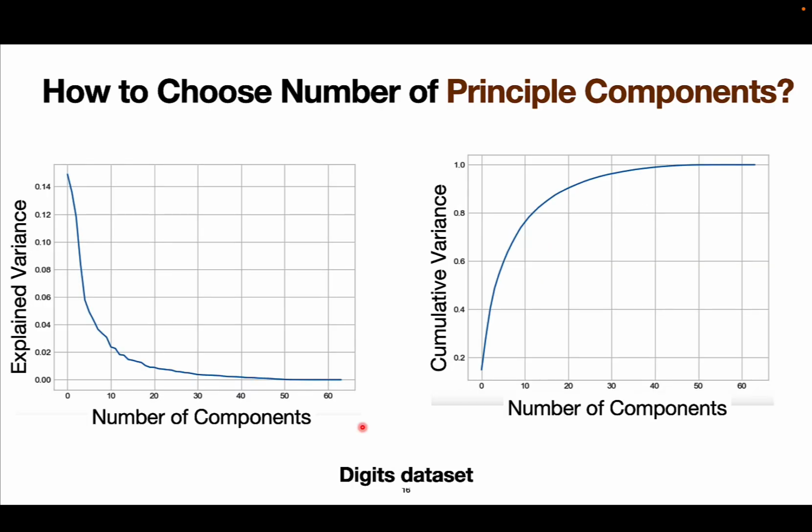And here is another example to reinforce the idea of choosing the appropriate number of principal components. This is the digits dataset, which consists of 8 by 8 pictures of digits, which means there are 64 dimensions. As you can see here, once we reach the 10th principal component, we gained about 80% of the cumulative variance. And if we stop here, maybe we will still get good results.